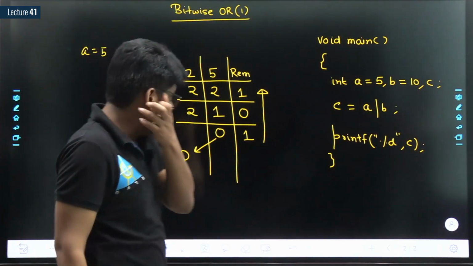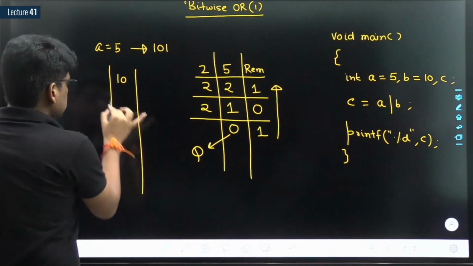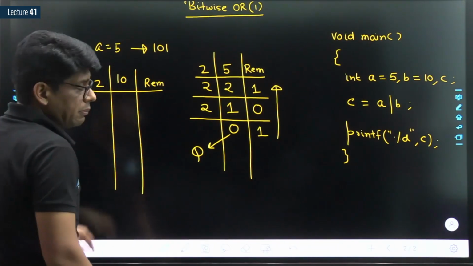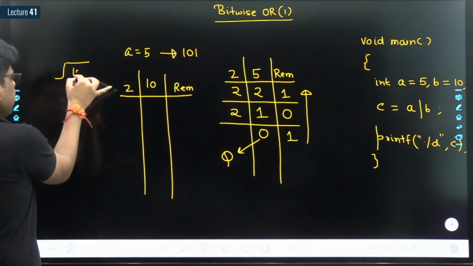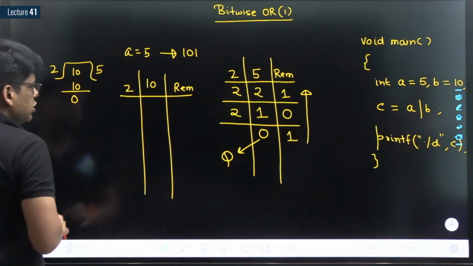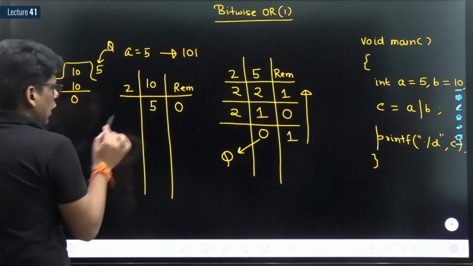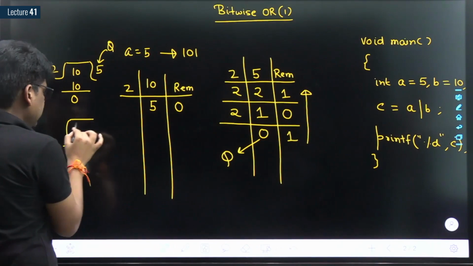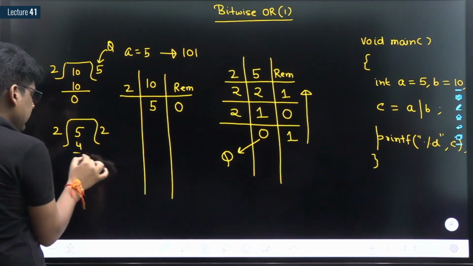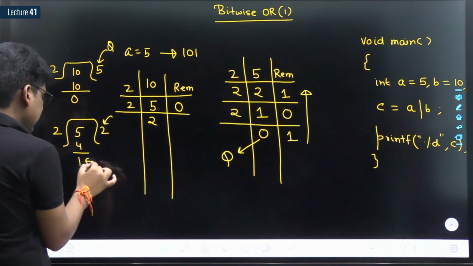Let's try to find out the binary equivalent of 10. What if I divide 10 by 2? Let me repeat the entire process. 5 times 2 is 10. What is the remainder? The remainder will be 0, and the quotient is 5. Now again we will divide the quotient we get, that is 5, by 2. 2 into 2 is 4, the remainder will be 1. So if I divide 5 by 2, the quotient will be 2 and the remainder will be 1.